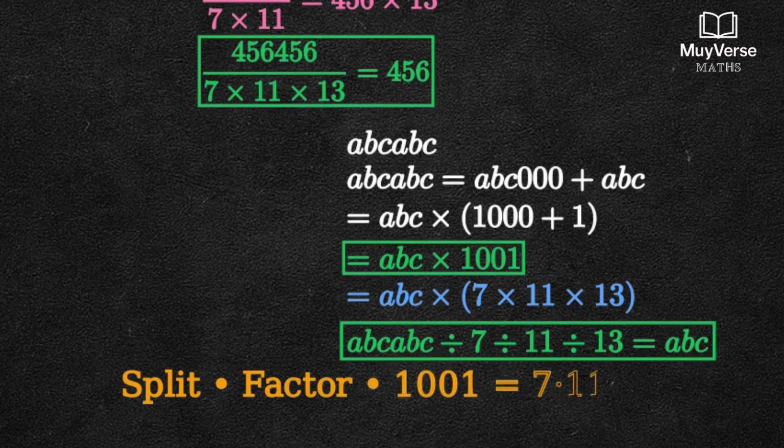Summary. Repeated block means ABC times 1001. 1001 equals 7 times 11 times 13. Divide in that order, and you are back to ABC. Done.